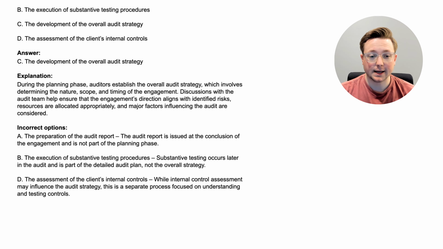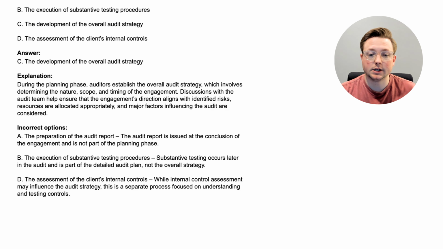All right, here we are. The answer is C, the development of the overall audit strategy. And that probably makes sense just based off the topic we're talking about in this video, but that's okay. Let's dive straight into the explanation. During the planning phase, auditors establish the overall audit strategy, which involves determining the nature, scope, and timing of the engagement. Discussions with the audit team help ensure that the engagement's direction aligns with identified risks, resources are allocated appropriately, and major factors influencing the audit are considered.